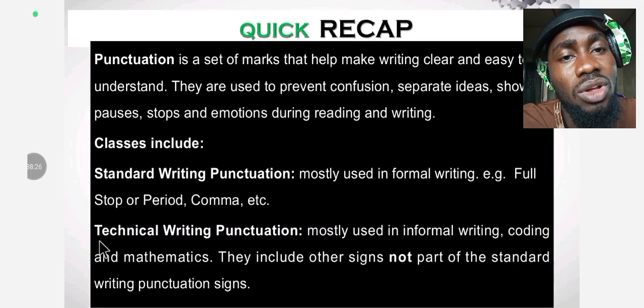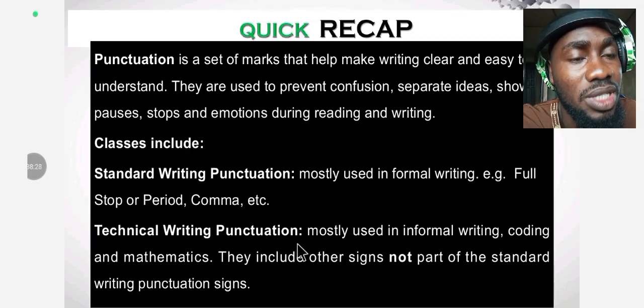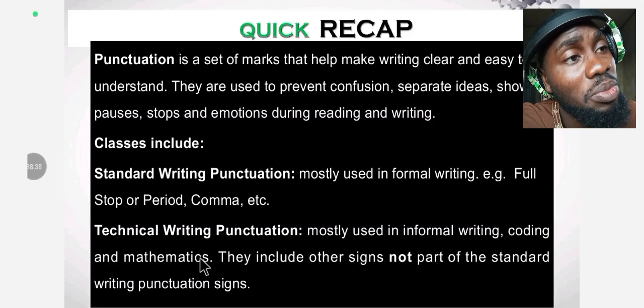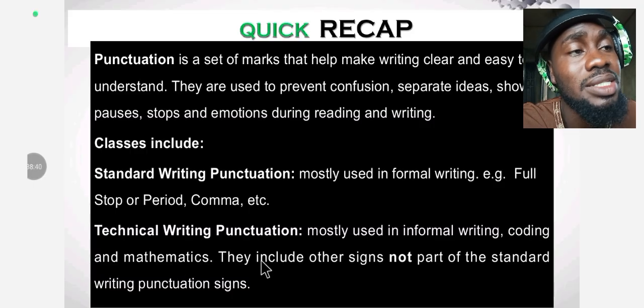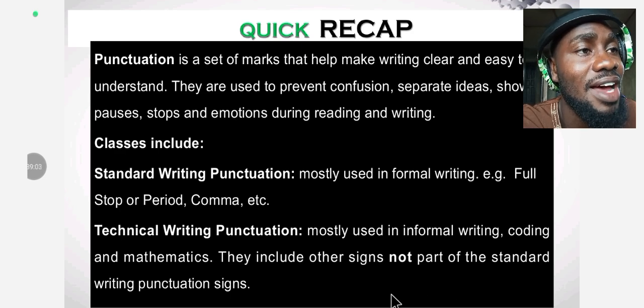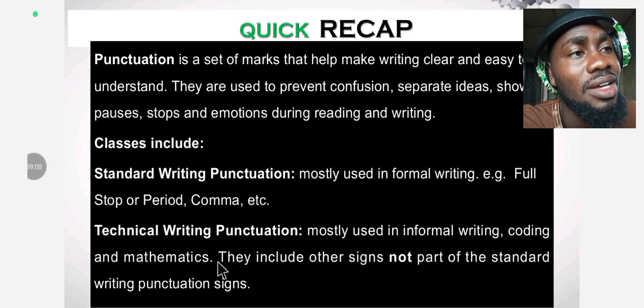Then the second class is the technical writing punctuation sign, which is mostly used in informal writing, coding, and mathematics. Like in casual writing, you use it in computer programming, coding, social media, the internet, and so on. They include other signs not part of the standard writing punctuation signs. So any other signs that are not part of the standard punctuation signs as treated and discussed in the lecture are known as technical punctuation signs.